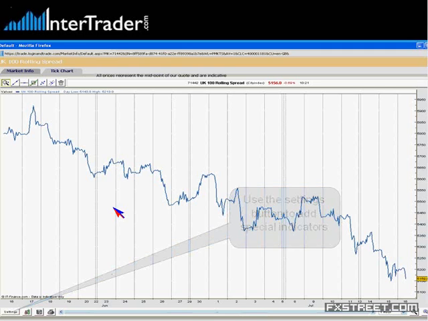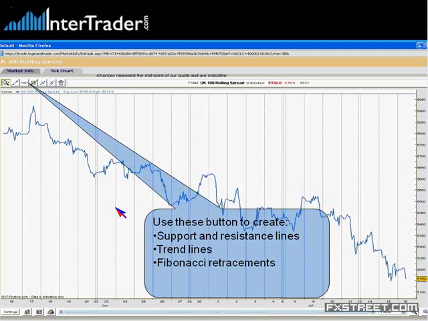So again, when we look at any kind of charts, they all work in the same kind of way. We're all designed to get support and resistance lines, trend lines, and use our Fibonacci retracements. Okay?